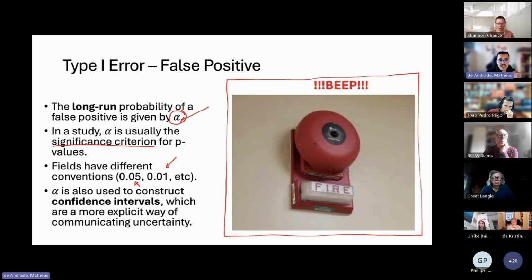The other important thing to say here is that alpha is used to construct confidence intervals as well, which are a more explicit way of communicating both the p-value and the uncertainty. We're going to talk about confidence intervals in a little bit. But before I move on, I just want to reiterate that when I talk about error, I'm not talking about a type of error that a student makes in an exam. I'm not talking about a moral failure.